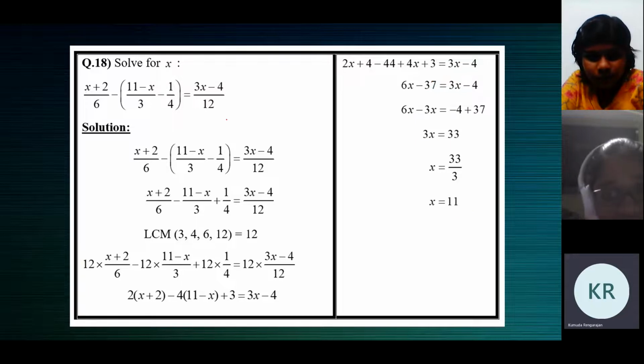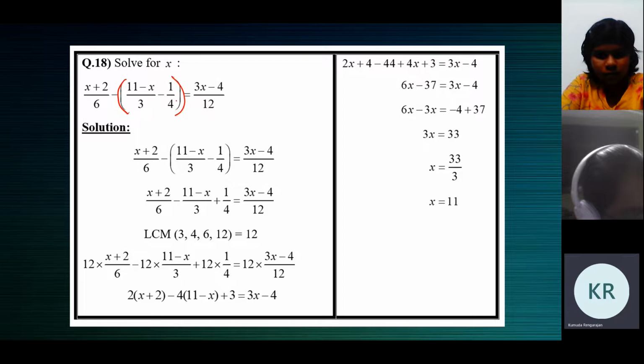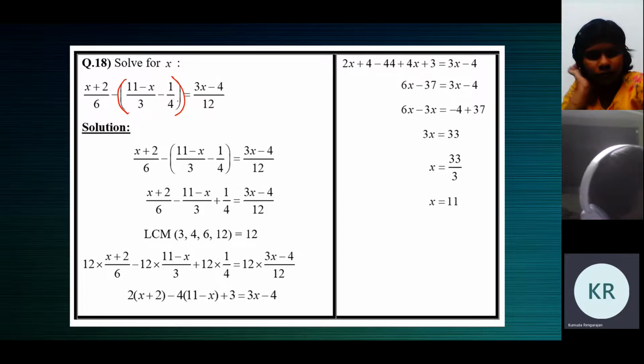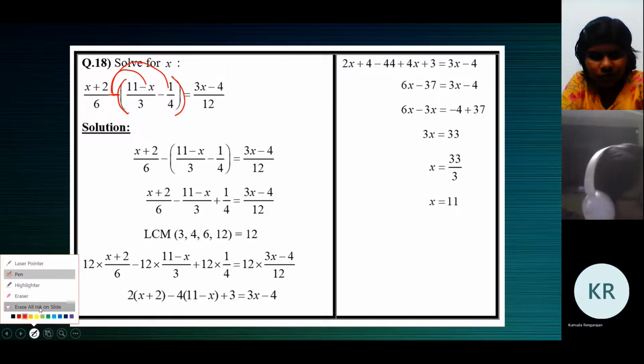So here there's only one new thing about this working. In the equation, there are two terms or two fractions enclosed in a bracket. We need to remove this bracket by multiplying the sign outside the bracket with the terms inside the bracket. That's all. Remove the bracket and then the procedure is the same.